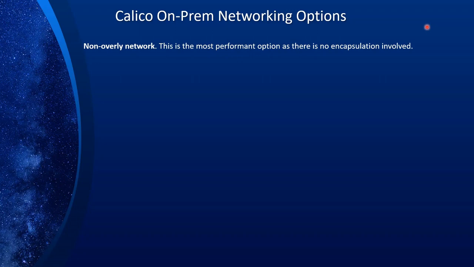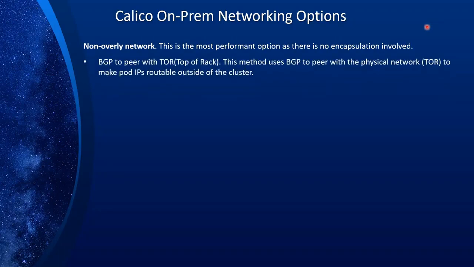First one is non-overlay network. And this is the most performant option, as there is no encapsulation and decapsulation, because that will take CPU time in order to do that. We have a couple of options. If we have control over our hardware and our hardware supports top of rack, then we can simply use BGP to peer with top of rack routers. And the benefit of this, first of all, there's no encapsulation. And the second benefit that we get is that our pod IPs will be routable from outside the cluster.